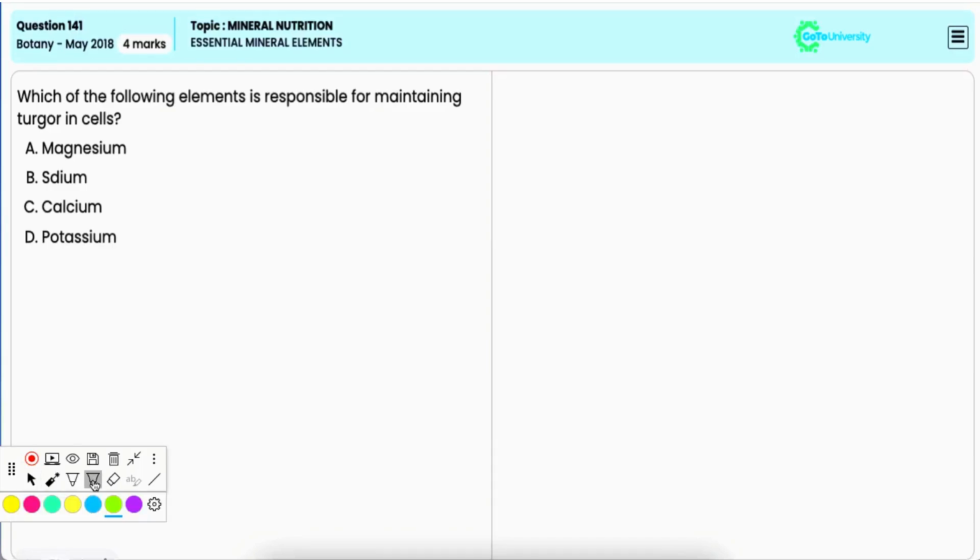In this question, you have to identify the element that is responsible for maintaining turgor pressure in cells. Option A, magnesium. It is incorrect because magnesium is mainly involved in chlorophyll synthesis and enzyme activation, but not in maintaining turgor. Option B, sodium. Now it is also incorrect because sodium is not the primary regulator of turgor in most plants, though it can play a minor role in salt tolerant plants.